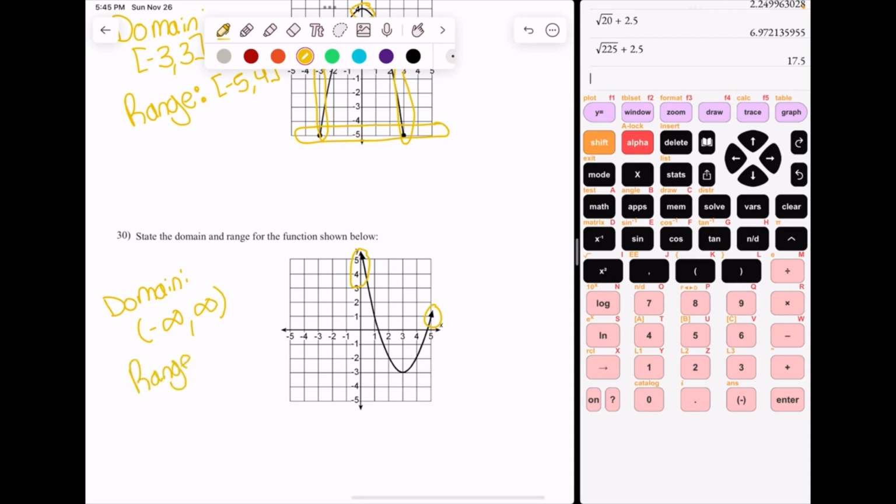And range, the lowest this graph goes is -3, which is an actual point. And the highest it goes is an arrow pointing to the sky, which is towards positive infinity.